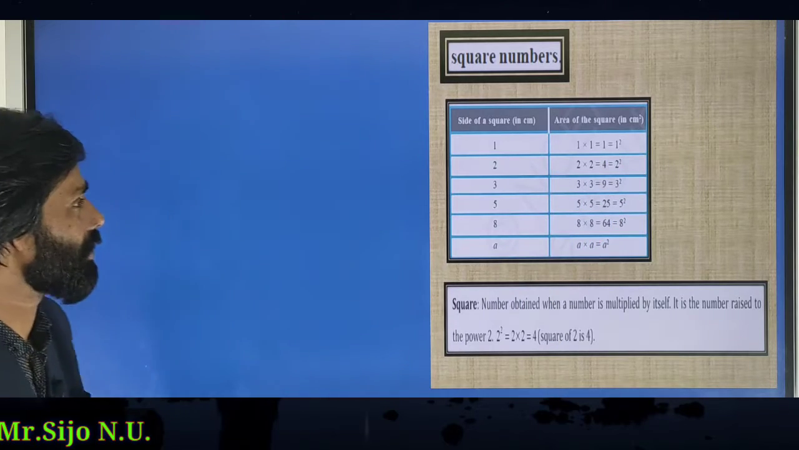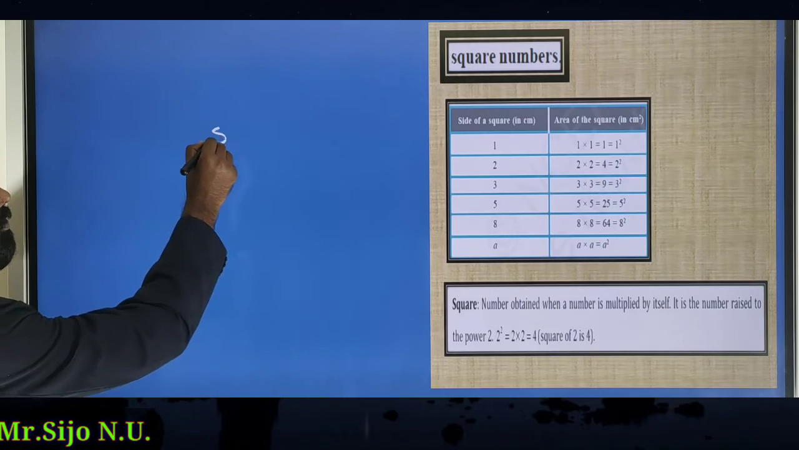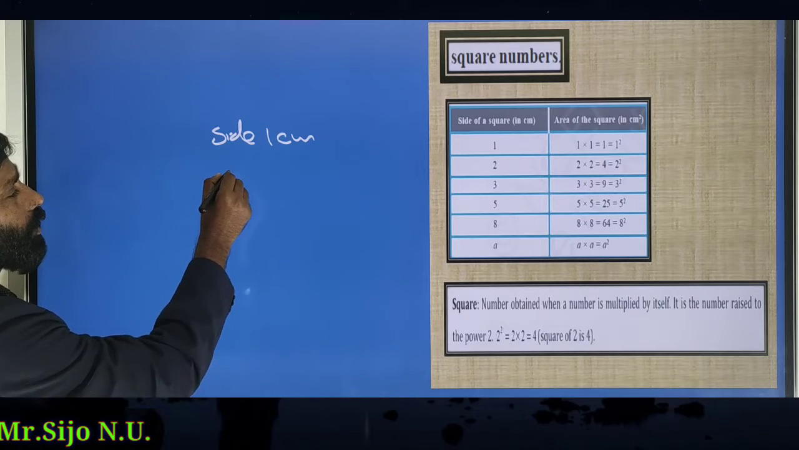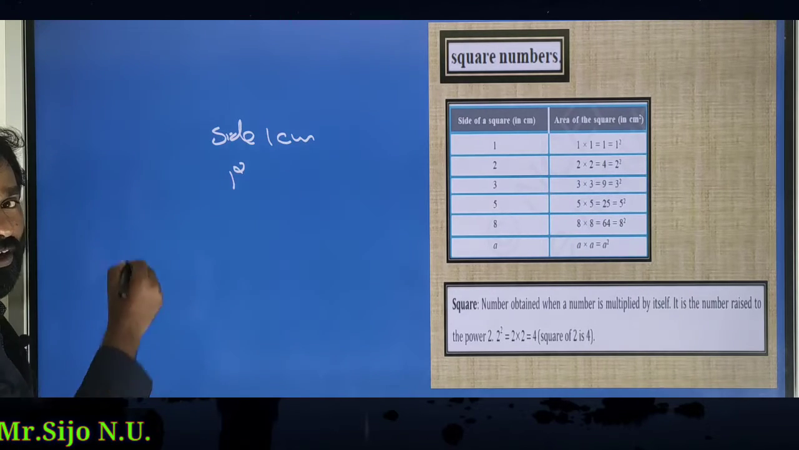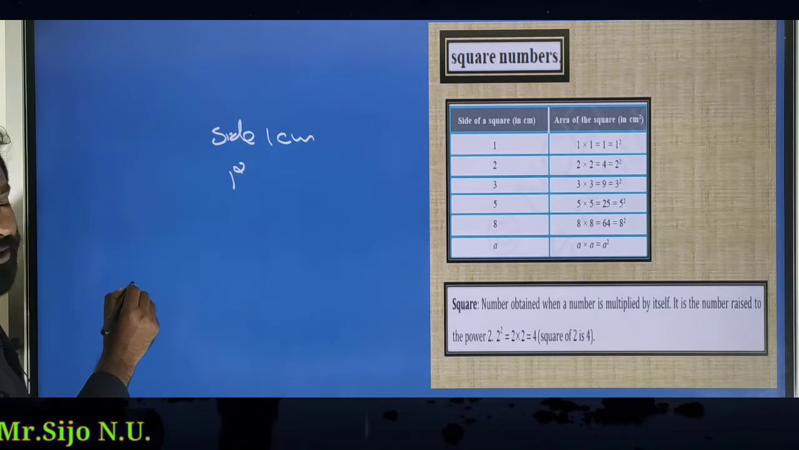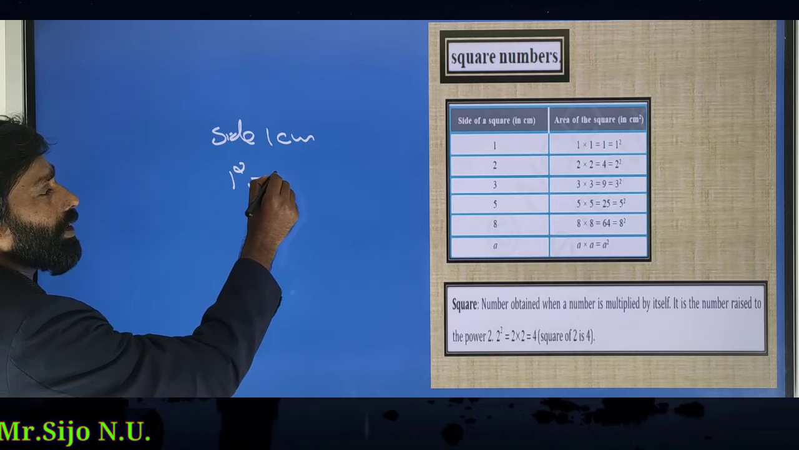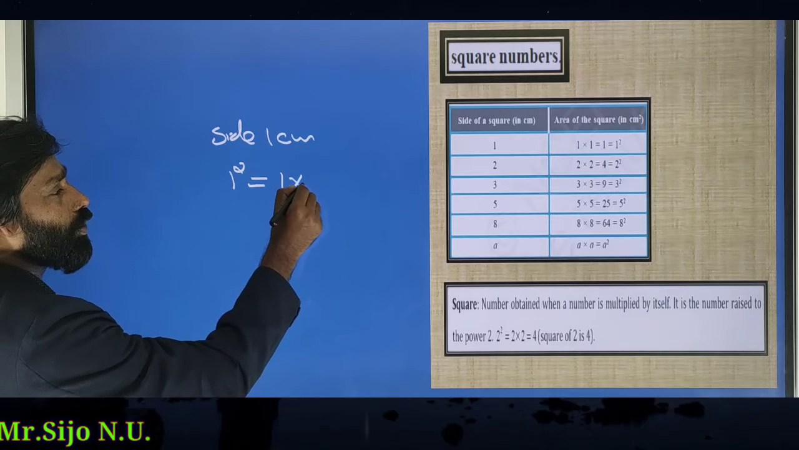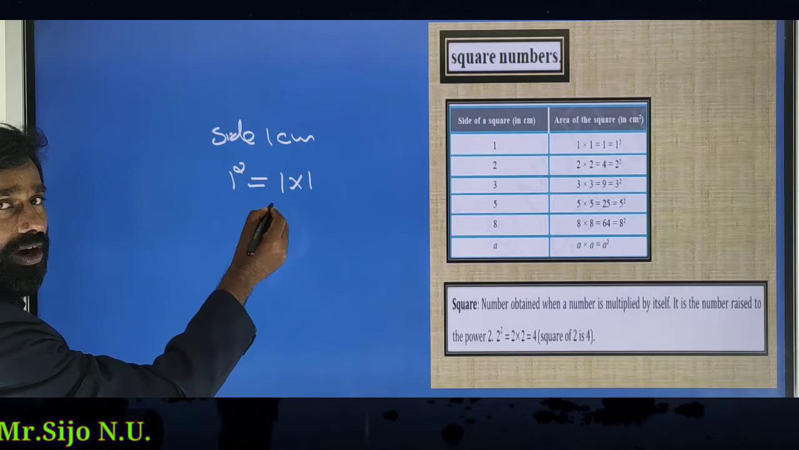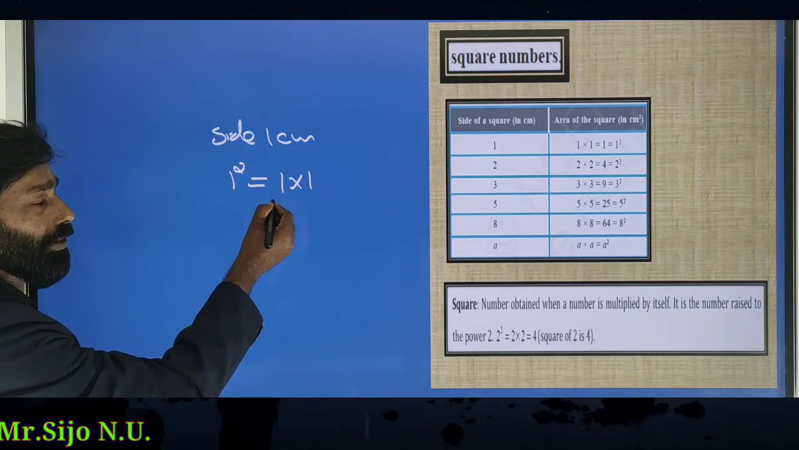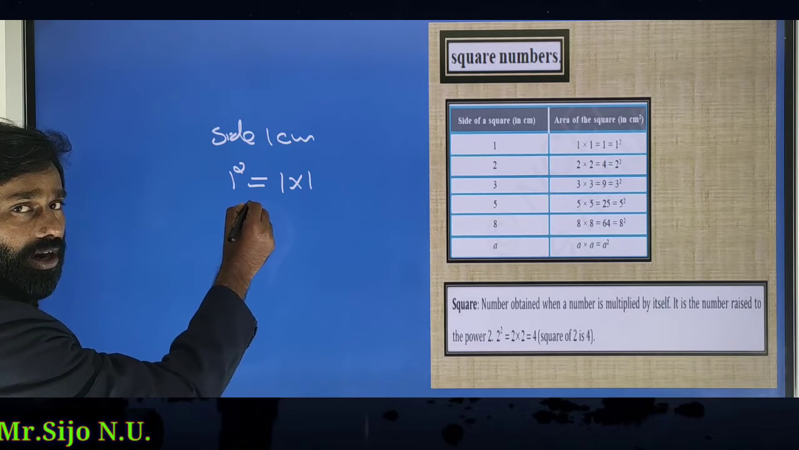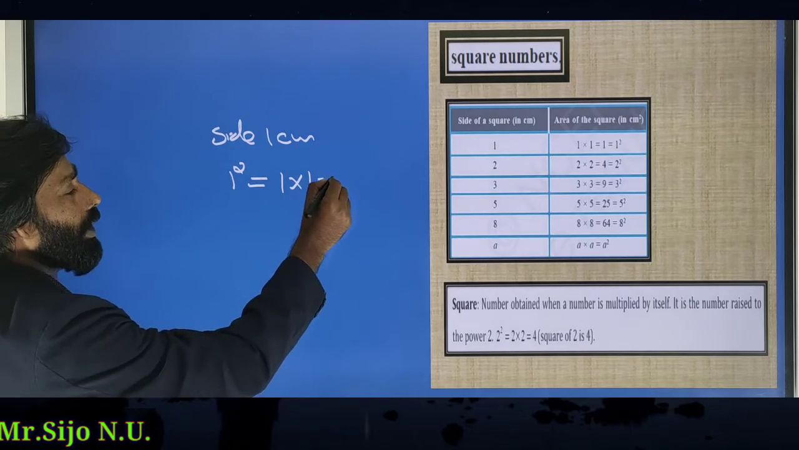So how can we represent this? If the side is 1 centimeter, we can write 1 square, we can represent it as 1 raised to the power 2. It is read as 1 square. What does it mean? That means 1 into 1. Multiply this number twice, or multiply the same number with that number once, right? Twice we are multiplying.